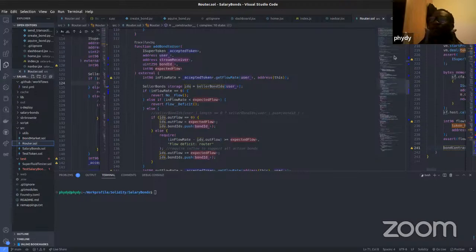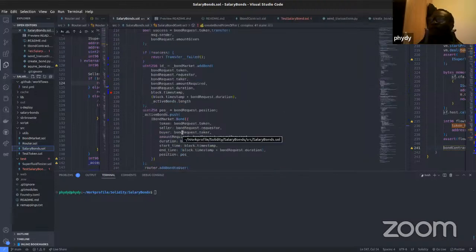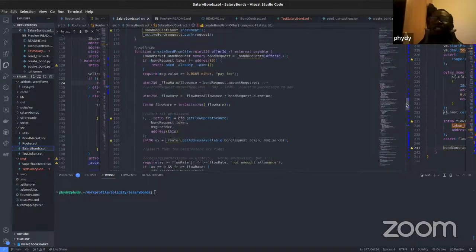If you create a stream to the router, it automatically creates the same stream back to you, so the inflow and the outflow becomes 0. That is before you create any bond, just to ascertain that this person actually has this stream, can create this stream to the router, and owns it before creating the bond. When someone goes to create the bond, the salary bond contract checks if the person has an active stream being routed on the router.